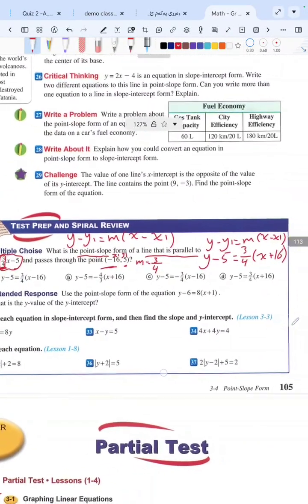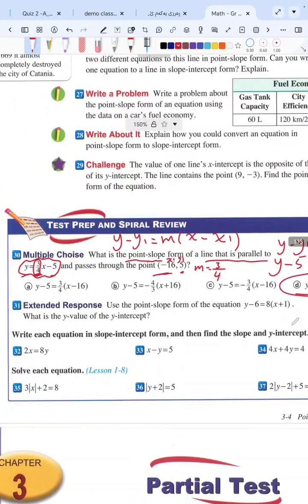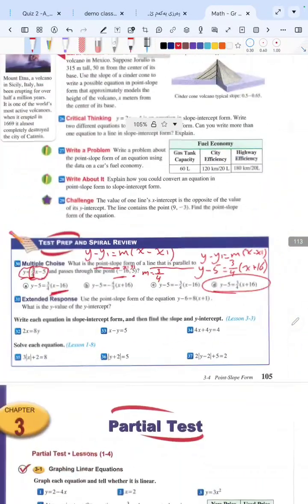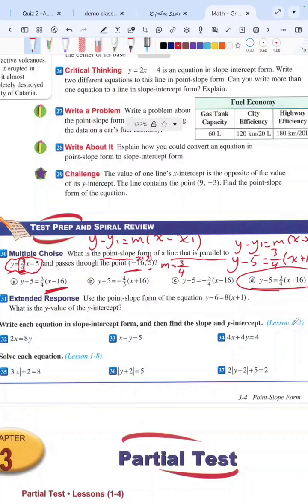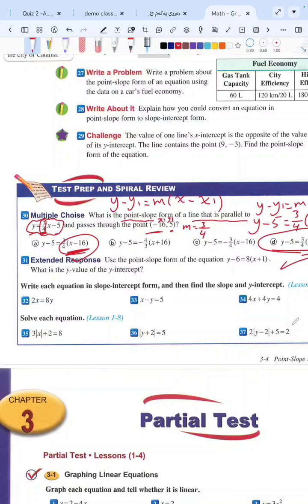So D is correct. If you don't change 16 to positive, you made a mistake. Pay attention. There's only one difference between them. In this case, we have negative. In this case, we have positive. And this one is correct. Okay?